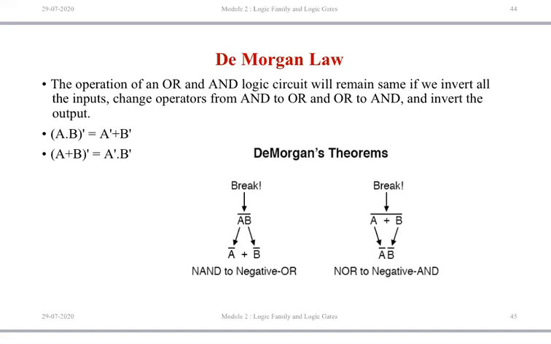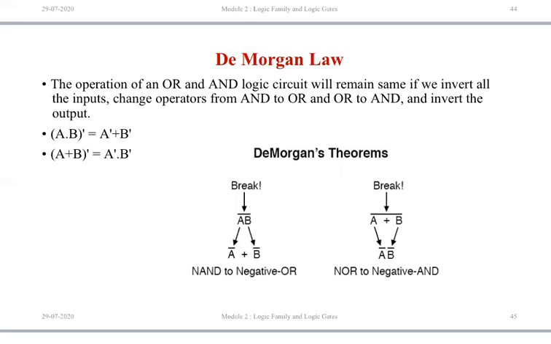Suppose I take the first equation. What operation is it? An ANDing operation. So what I did is A AND with B, and I'm taking the complement of that. Here they are saying it will remain the same if we invert all the inputs.